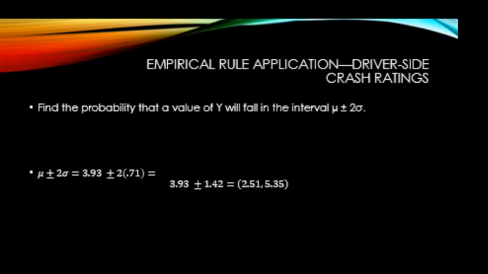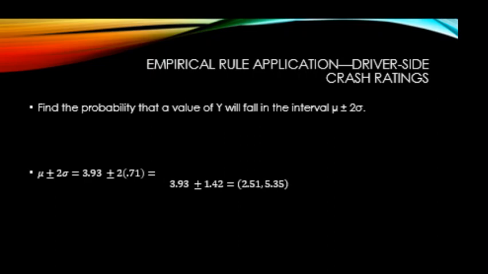Okay. Now these distributions, we can also use the empirical rule and figure out the probability that falls within a certain interval, mu plus minus sigma, mu plus and minus 2 sigma, and so forth. So let's say we wanted to find, for the crash rating, what is the probability that a value of y will fall in the interval of mu plus minus 2 sigma.